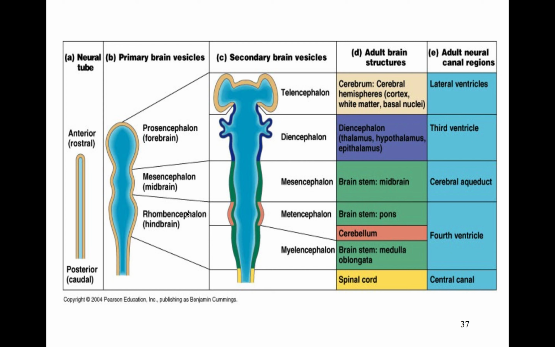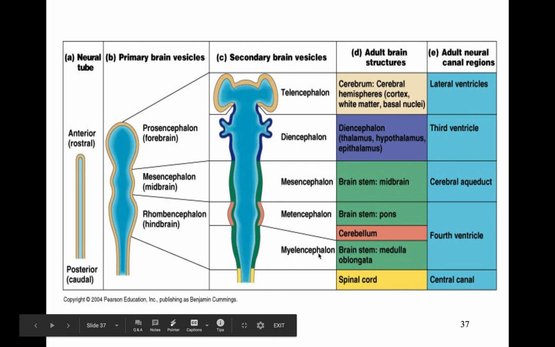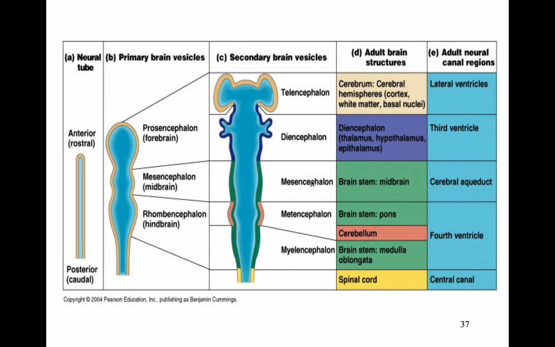As we go from the rhombencephalon, this primary brain vesicle, to our secondary brain vesicles, the rhombencephalon or the hindbrain is going to constrict, and it's going to form two secondary brain vesicles, the metencephalon and the myelencephalon. So the secondary brain vesicles, the mesencephalon, the metencephalon, and the myelencephalon, are going to give rise to the brainstem.